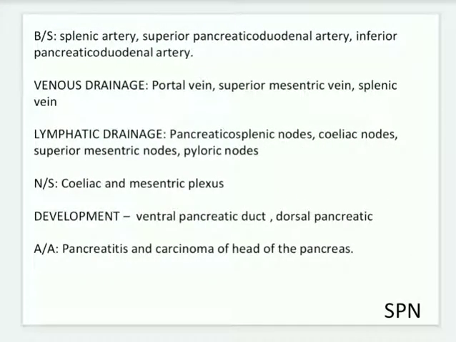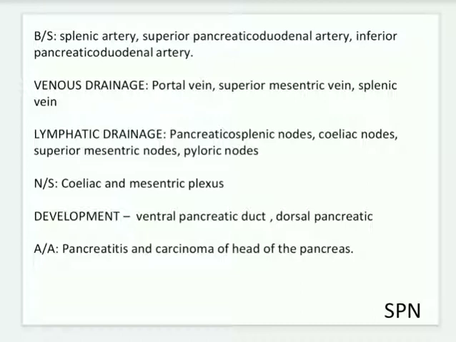Next, the blood supply: the splenic artery, a branch of the celiac artery. As I discussed the branches of the celiac artery in earlier videos, there are also the superior and inferior pancreaticoduodenal arteries. Venous drainage: portal vein, superior mesenteric vein, splenic vein. Lymphatic drainage: pancreaticosplenic nodes, celiac nodes, superior mesenteric nodes, pyloric nodes. Nerve supply: sympathetic from the celiac plexus, parasympathetic from the superior mesenteric plexus.